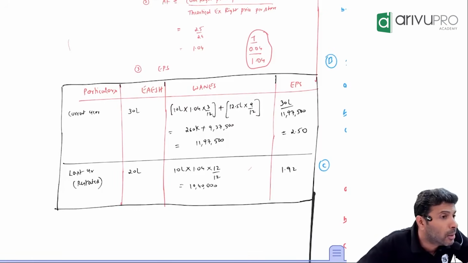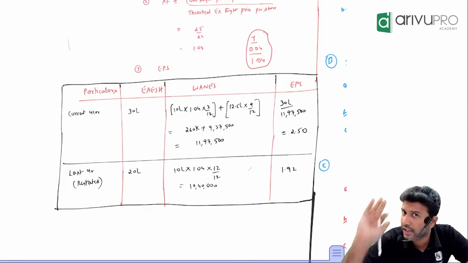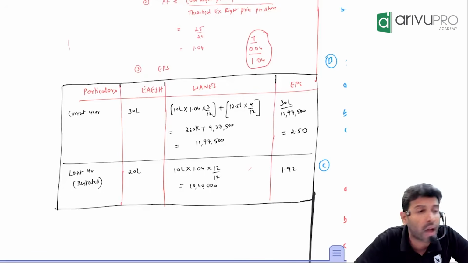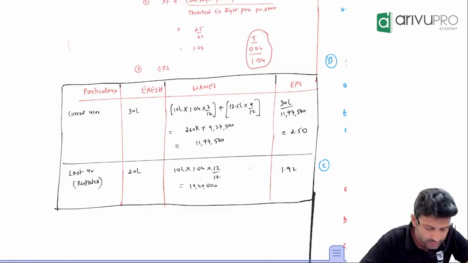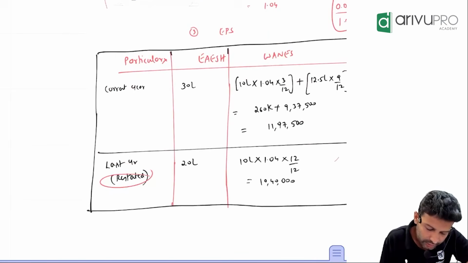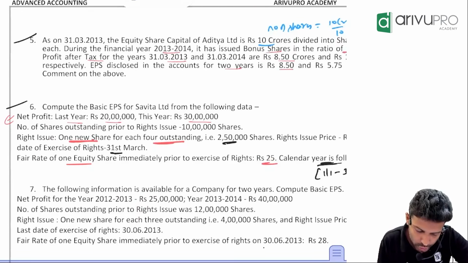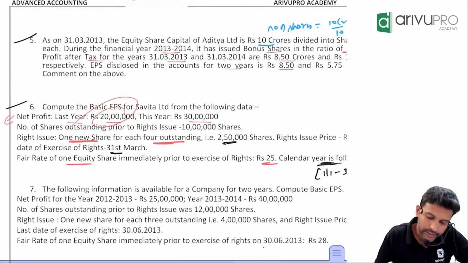Bonus is there. Bonus only is getting captured through which element? Here, through a fancy name. What is that fancy name? Adjustment factor. Whenever there is bonus, last year EPS you need to restate. Now let's calculate last year ka restated EPS. What is last year ka issue? 20 lakhs.